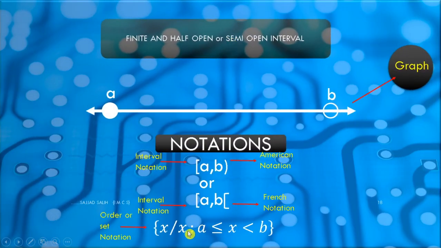Okay, and in set notation, x such that a ≤ x < b. This is an inequality sign. We use inequality to represent the semi-open interval. It means a is involved but b is not involved, and the numbers x between them are also involved. Okay, this is a very simple topic. So let's move on to our next one.